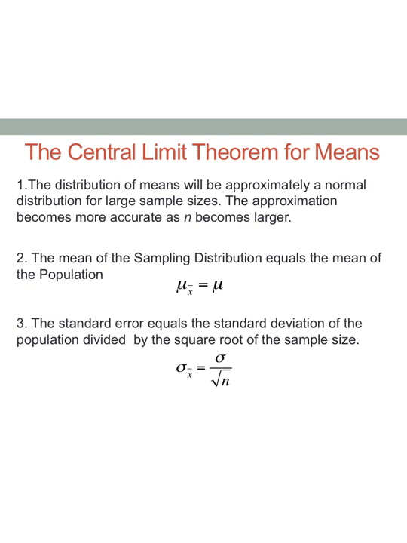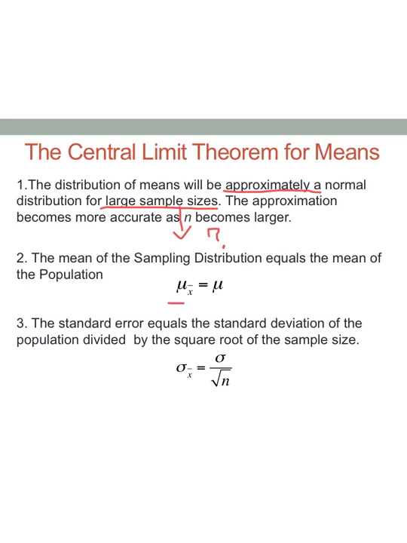Okay, so now I want to highlight this part. The first sentence: the distribution of the means will be approximately a normal distribution for a large sample size. Okay, the approximation becomes more accurate as n becomes larger. So for this part, we will have a question: what's the meaning of a large sample size? Is n equal 10 large enough? Is n equal 100 large enough? What's the meaning of large? Okay, in the following slide, I will show you what the meaning of large is.